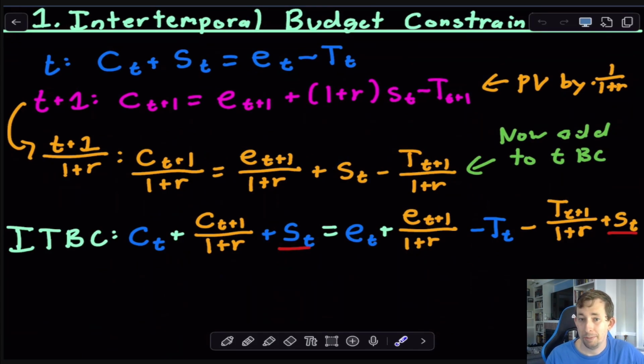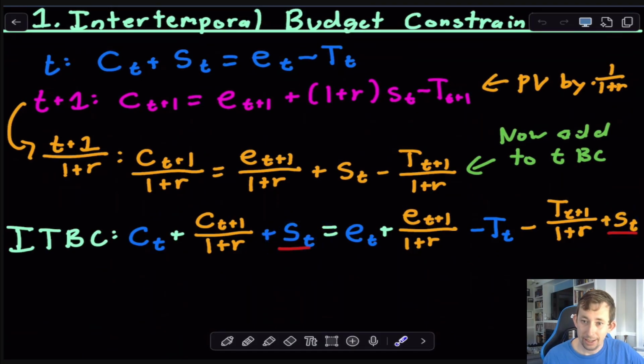Now they're both in the same unit because I present valued the T plus 1 budget constraint, and now I can add them together. When I add them together, my left-hand side, which I like to think of as sort of consumption, this is consumption today, the present value of consumption tomorrow. I've got a savings over here and a savings over here, so I can really just cancel these guys.